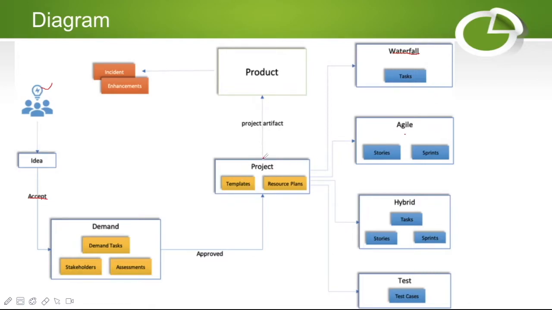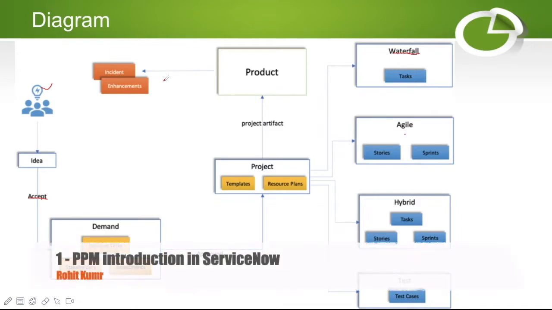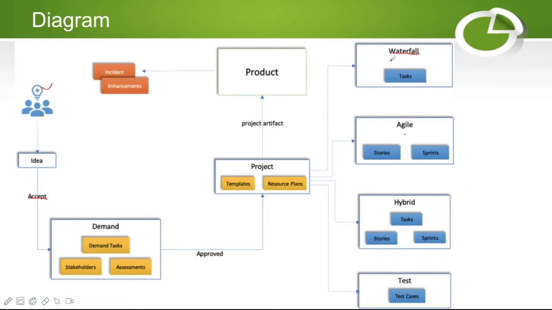Then the project can have the product, and from the project it can be associated with incidents and stories. Basically, from the waterfall model you can create the change request, and from the agile task you can create the story and sprint. Those are the tasks you will be able to do.